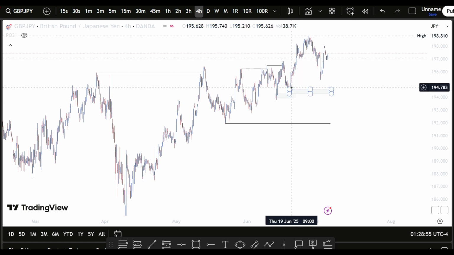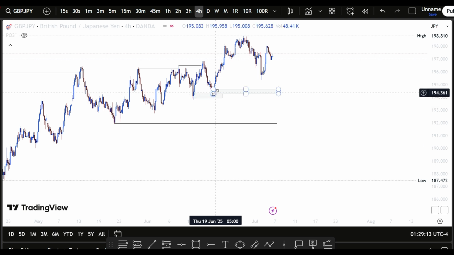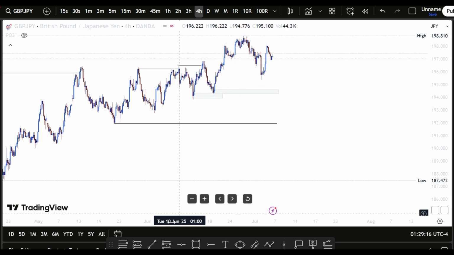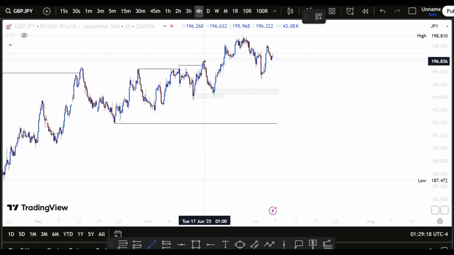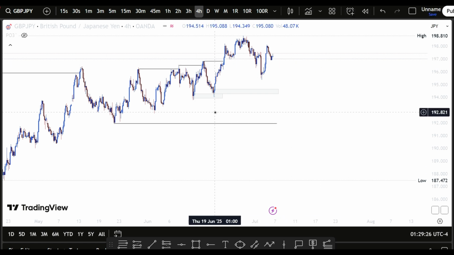Now, the reason why I picked this: you can see that there was a quick expansion from this point. This tells me that the institutions, after looking at this market, piled up orders here and moved the market upwards, and this actually caused a break of structure at this point. Now, this is giving me a clear picture of what I'm looking for.